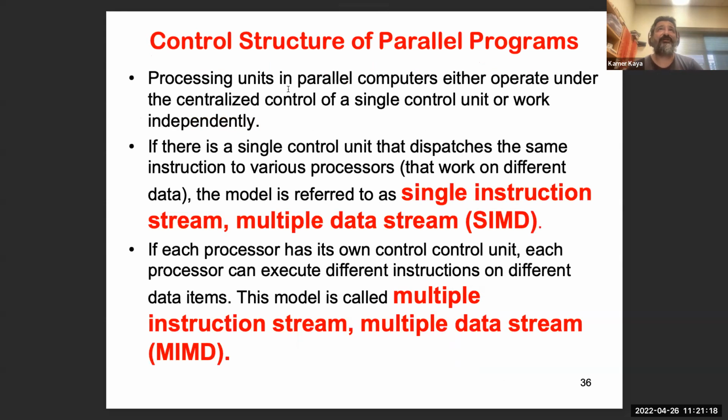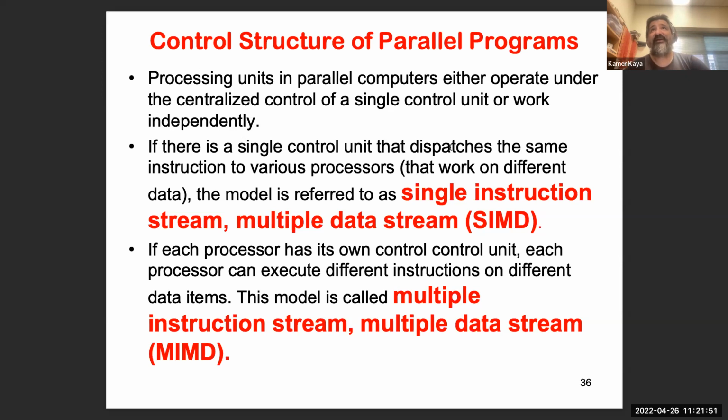So processing units in parallel computers either operate under the centralized control of a single control unit or work independently. Both of these exist on a GPU, okay? And we will see how.